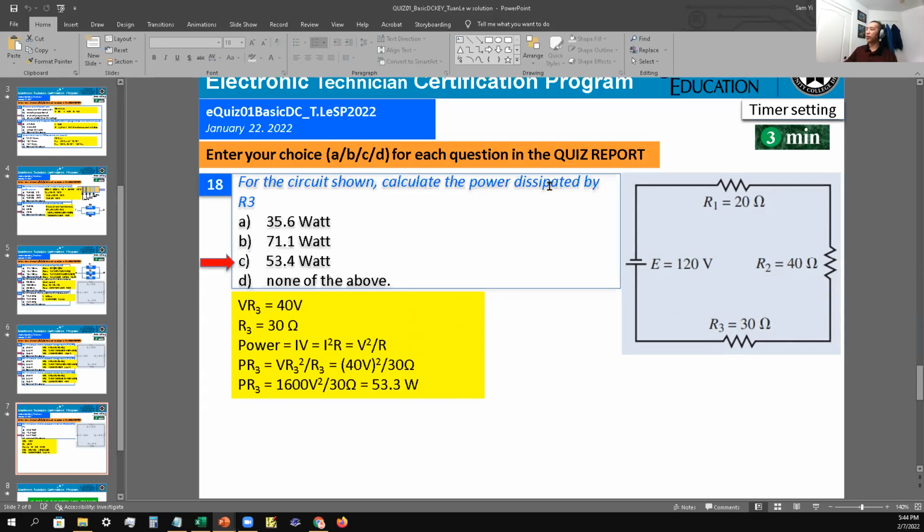Okay, for 18, for the circuit shown, calculate the power dissipated by R3. So R3 is here. We know that VR3 was 40 volts and R3 is 30 ohms. Power equals current times voltage, or current squared times resistance, or voltage squared divided by resistance. I'm going to apply this one here. So it's going to be 40 volts squared divided by 30. That's 1600 divided by 30, which gives you 53.3 watts. So the answer is C for number 18. Any question on number 18? Okay, it looks like everyone's pretty good then.